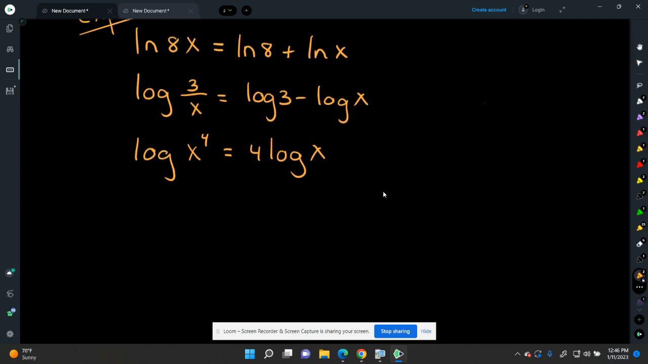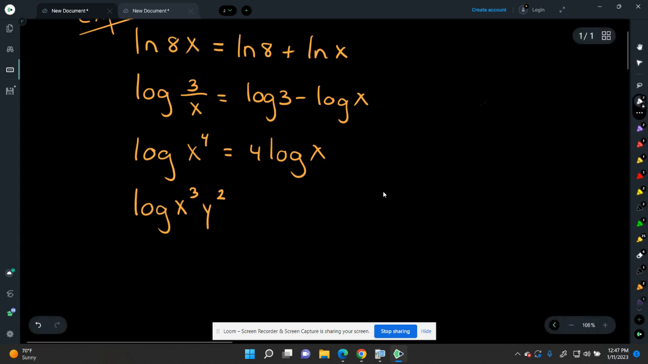Okay, I'm getting a little bit harder. Log x to the 3rd y squared. So this one's a little bit harder, so let's walk through this. I can't move the 3 in front yet because that 3 does not apply to both the x and the y. So what do you think I could do first? Yeah, change it into addition. This will be log x to the 3rd plus log y to the 2nd.